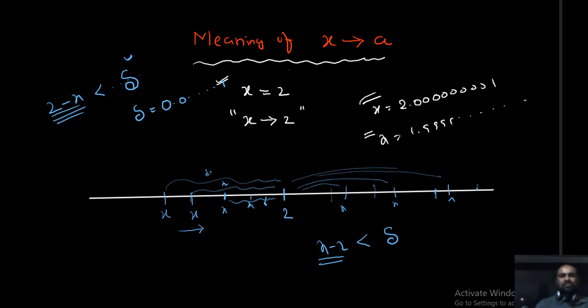So combined, these two, what I can say, modulus of x minus 2 less than a pre-assigned positive quantity, small positive delta. Now I can say that x is approaching 2 from both sides, higher values of 2 or lower values of 2.